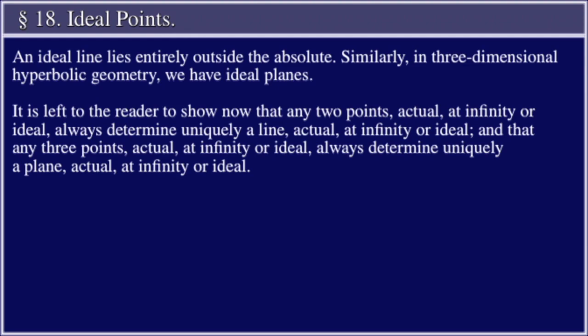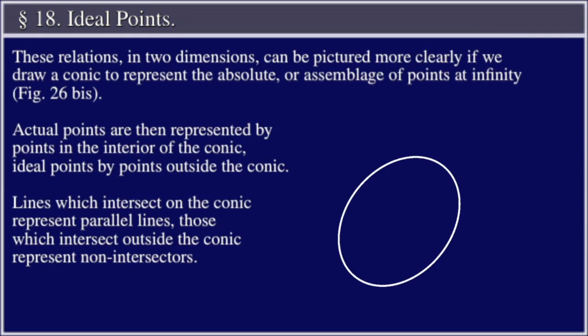It is left to the reader to show now that any two points, actual, at infinity or ideal, always determine uniquely a line, actual, at infinity or ideal, and that any 3 points, actual, at infinity or ideal, always determine uniquely a plane, actual, at infinity or ideal. These relations in 2 dimensions can be pictured more clearly if we draw a conic with respect to the absolute, or assemblage of points at infinity.